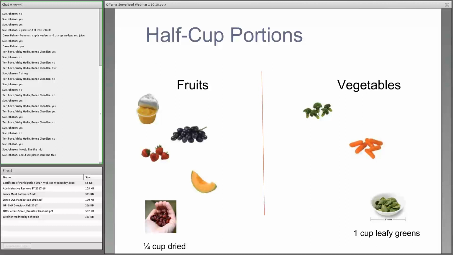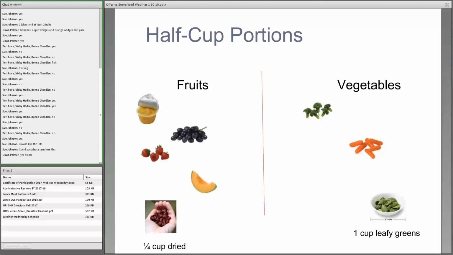If you're doing a 4-ounce fruit cup or a juice, that's easy. But if you want to play around with these other things, a small bunch of grapes, 4 strawberries, a small serving of cantaloupe, or a half cup dried fruit. And then same with the vegetables. Especially for common ones that you serve frequently, it'd be great to sit down with your staff and have them measure out and practice this so they know what it is as the kids go through the line.